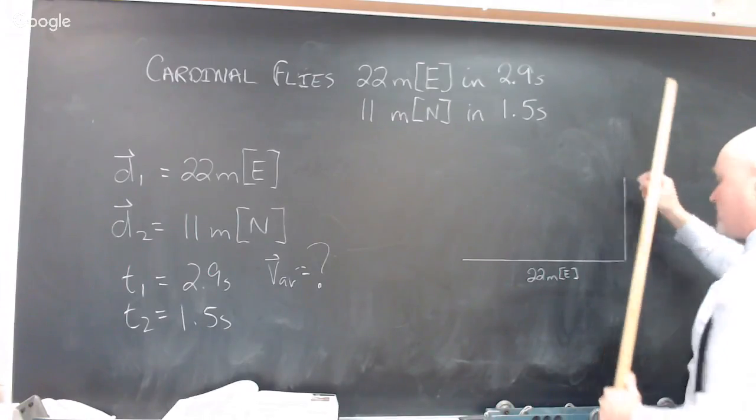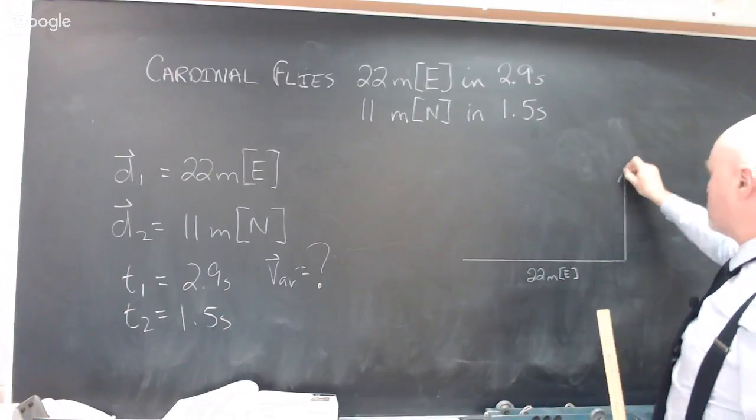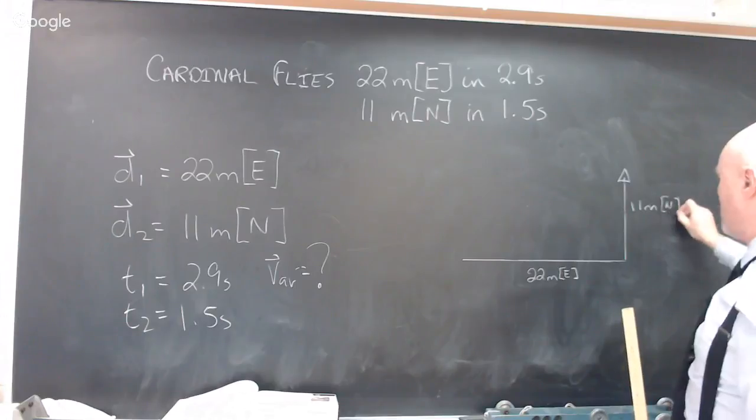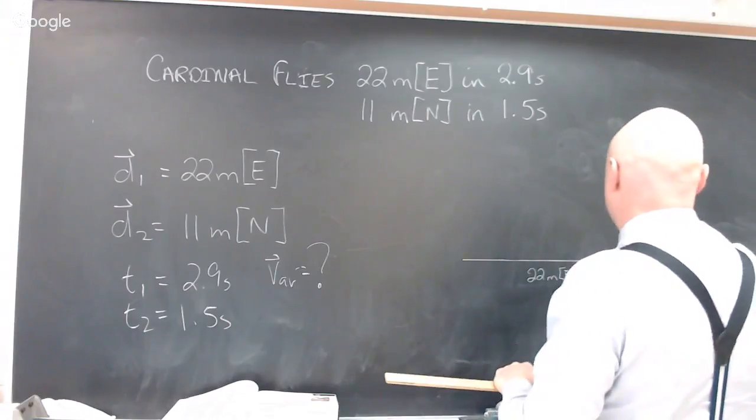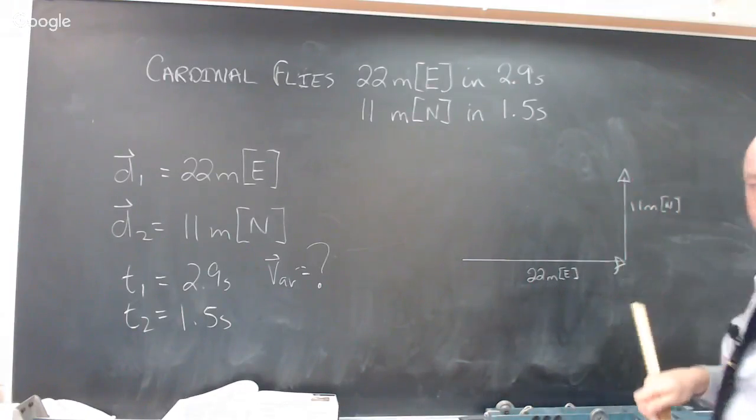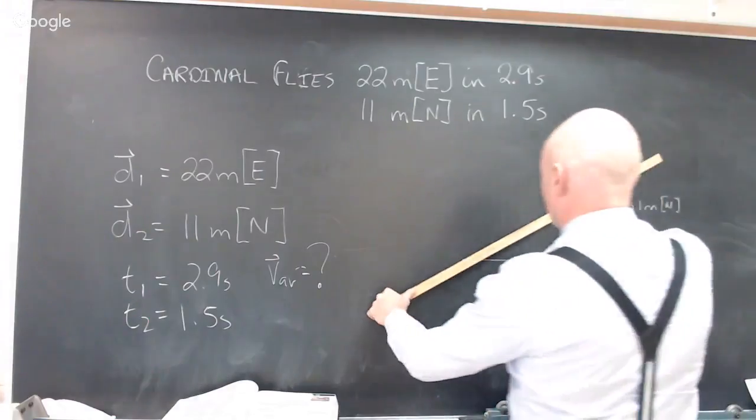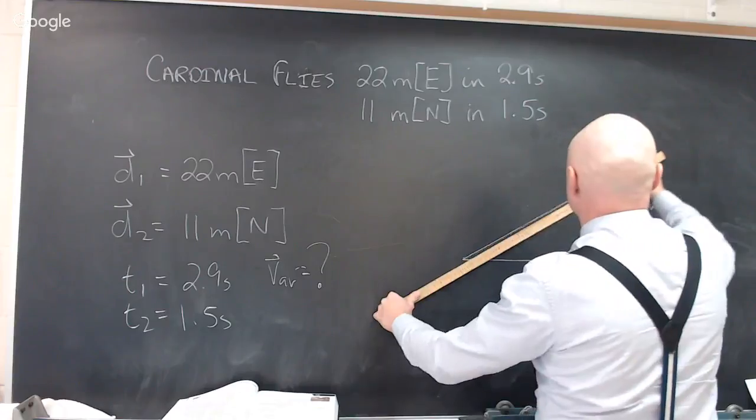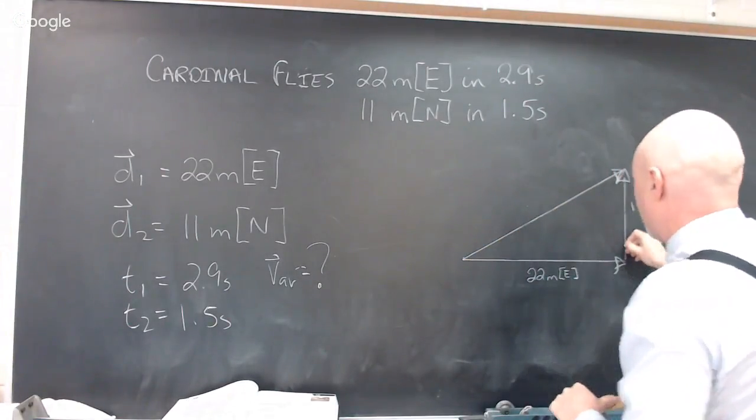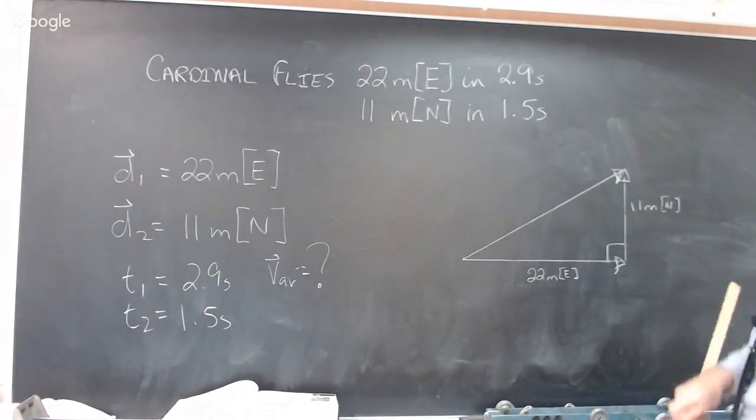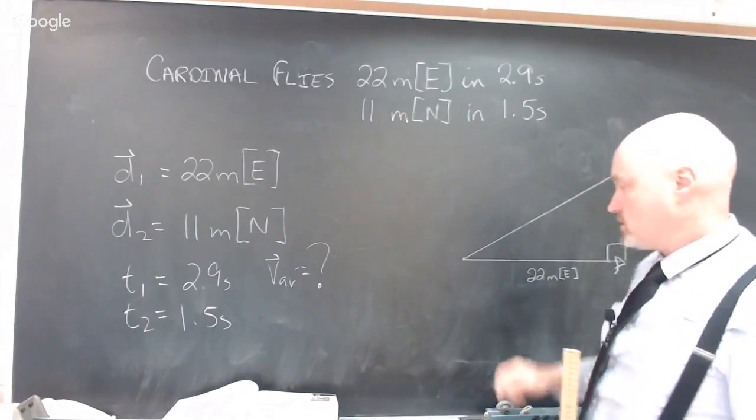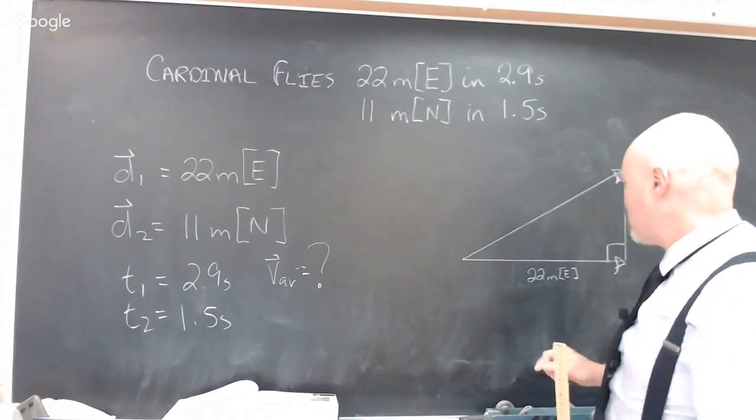Okay, I'm trying to make them to scale. There's 22 meters to the east. Here's 11 meters to the north. Cute little cardinal. Okay, we've added them tip to tail the way you're supposed to do with vectors. Fortunately, east and north are perpendicular, and so this is going to turn out to be a right angle triangle. So there we go. We have a nice right angle there. And this is our resultant vector. This is the average displacement right here.